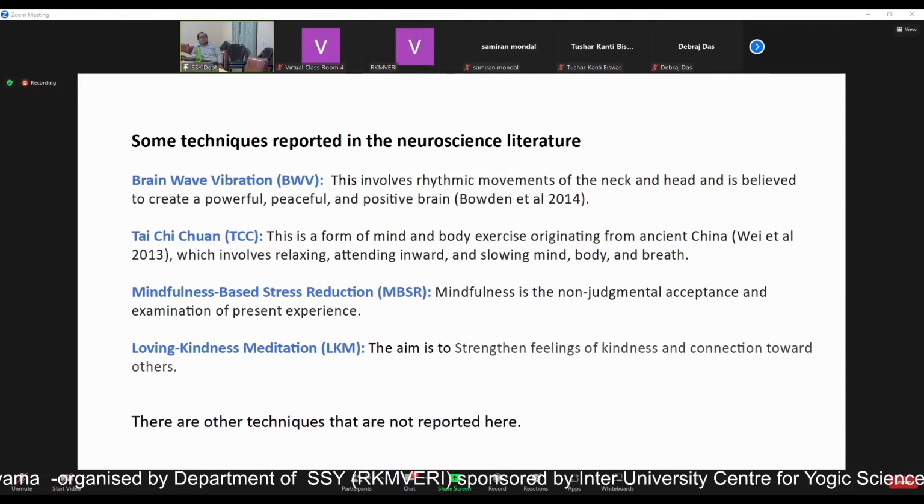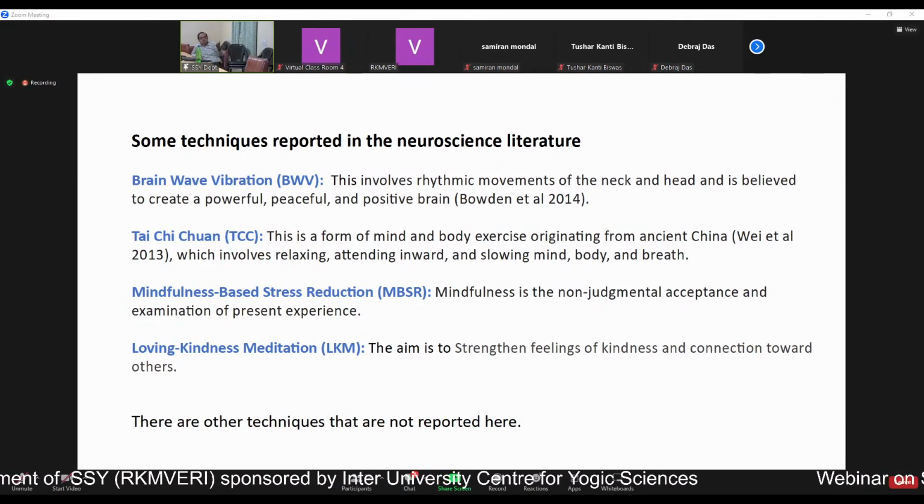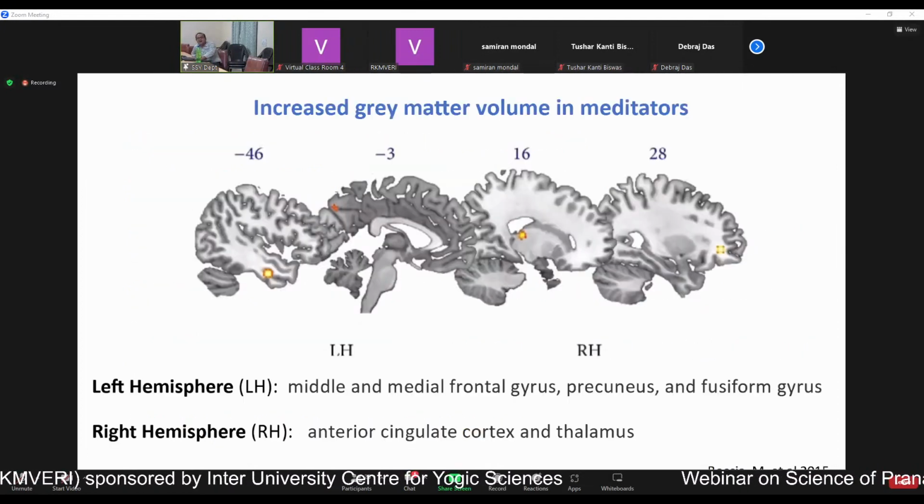I am not saying that these are the only meditation practices, or whether you will agree or disagree that these are meditation practices or not. Of course there are other techniques which are not included in these studies because, unfortunately, they did not satisfy those technical criteria which I mentioned earlier.